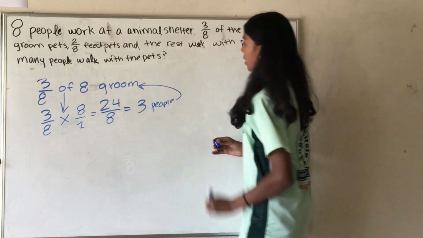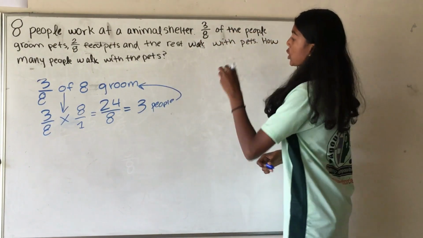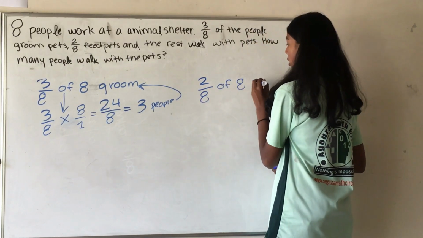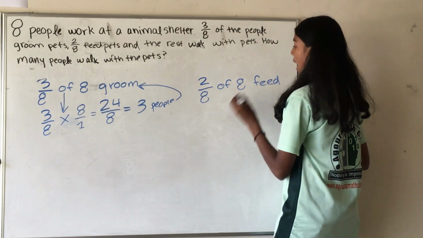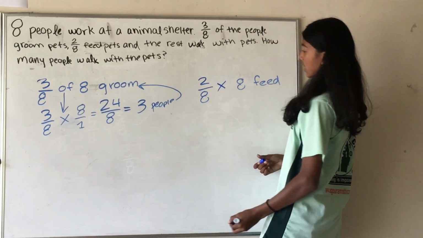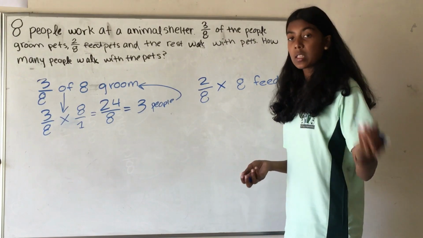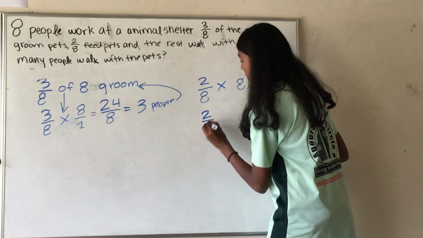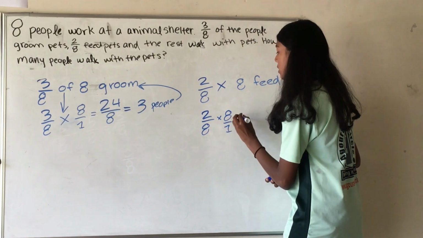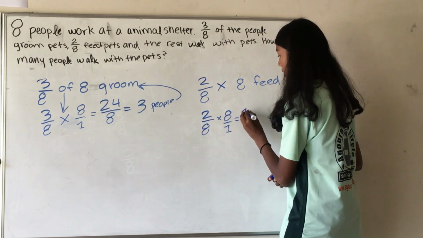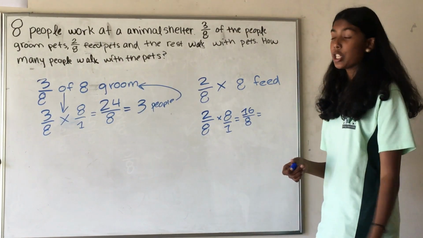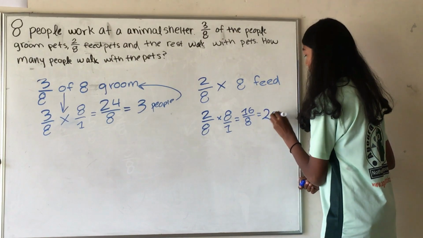groom pets. Then we have that 2/8 of 8 people feed the pets. And of can be replaced with a multiplication sign, because of represents multiplication. So 2/8 times 8, 8 can be written as 8/1, is equal to 16/8. And 16/8 is the same thing as 2. 2 people feed.